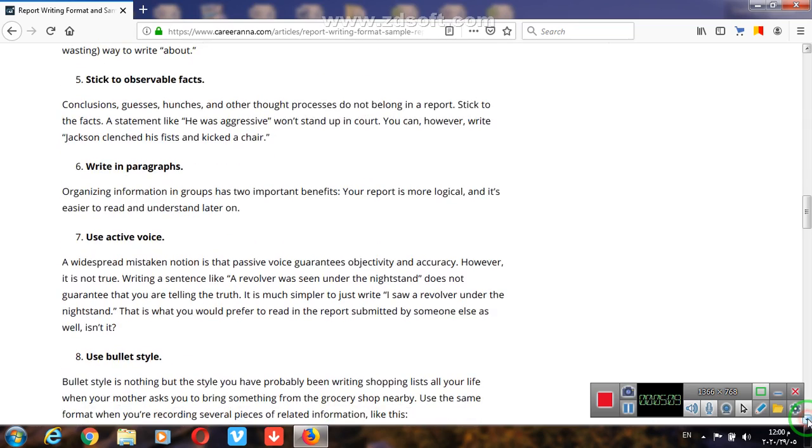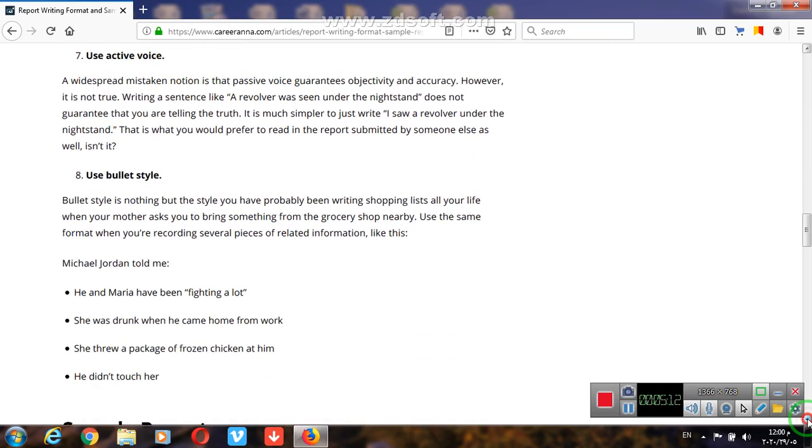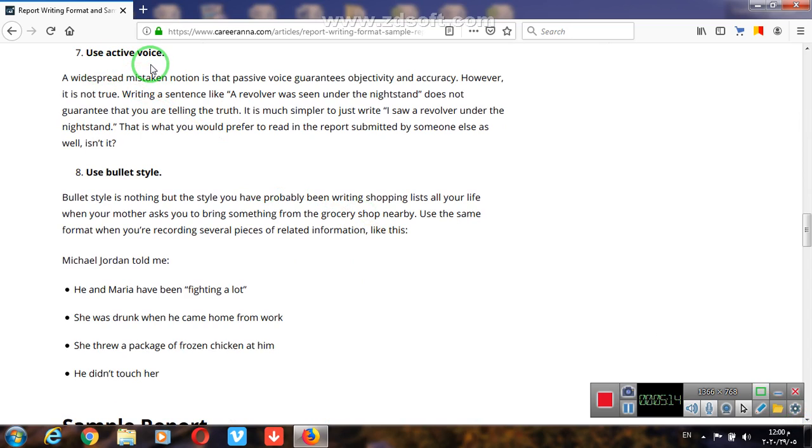More advice about writing a report. Use active voice, okay, because it's more clear than a passive voice. Use bullet style like that. It's nothing but the style you have probably been writing shopping lists all your life. When your mother asks you to bring something from the grocery shop nearby, use the same format when you are recording several pieces of related information, like Michael Jordan told me he and Maria have been fighting a lot. She was drunk when he came home from work. Like that, the simple language you know.